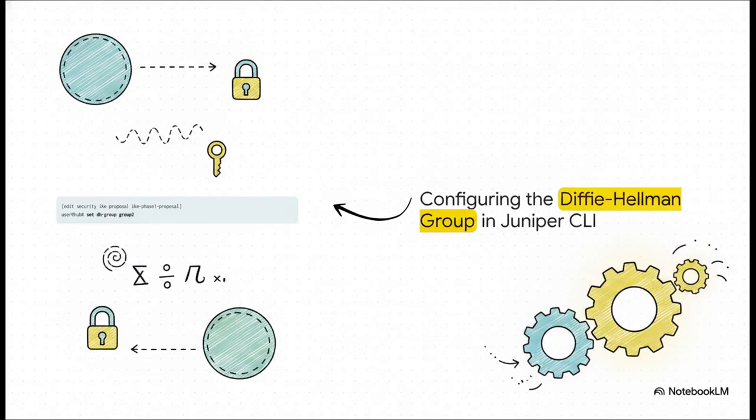Now, to put that second step into perspective, think about configuring a Diffie-Hellman group in a command line interface. A tiny line of code, like setting a DH group, literally allows 2 network devices to mathematically establish a shared key over a completely unsecured channel. And they do this without ever actually transmitting the key itself across the wire. Honestly, it feels a bit like magic, but hey, it's just brilliant math.